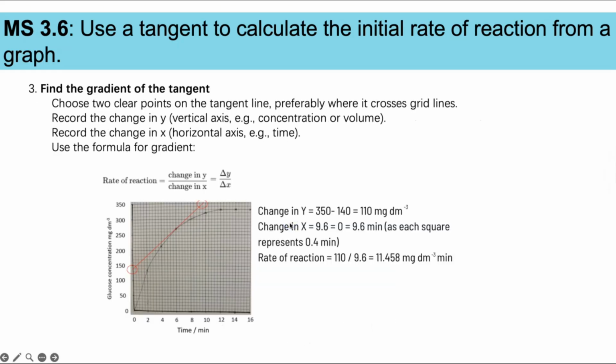Now we can find the gradient of the tangent. So choose 2 clear points on the tangent. It doesn't actually matter anywhere on the tangent where you do this because it's a straight line, so no matter where you do this on the tangent you'll get the same answer.